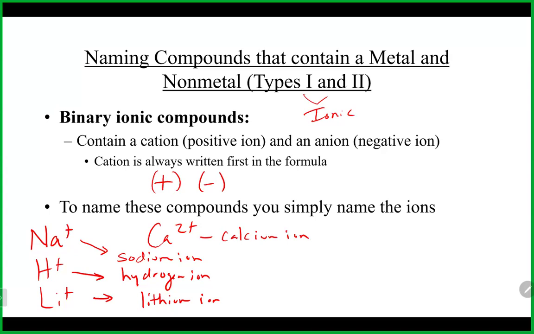So the easy guy to name really is the positive guy. When you're dealing with an ionic compound, you simply just use the whole name of the element. So that's pretty straightforward. If it's positive, just the whole name. Yes, ma'am.